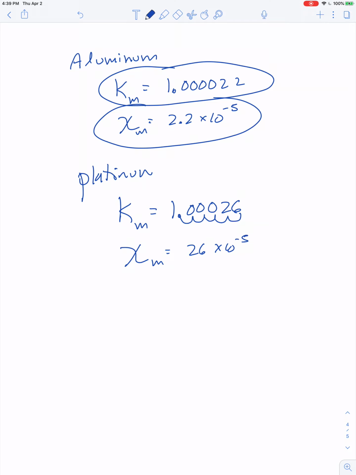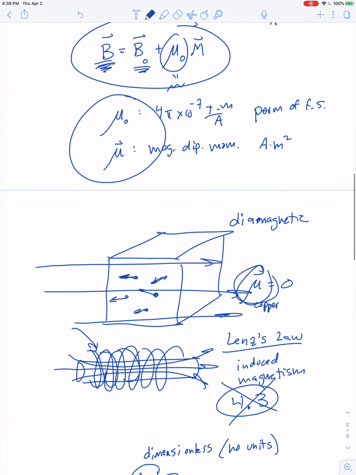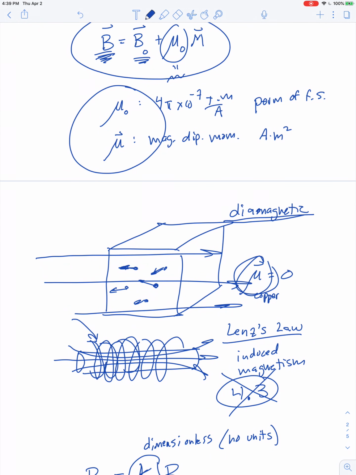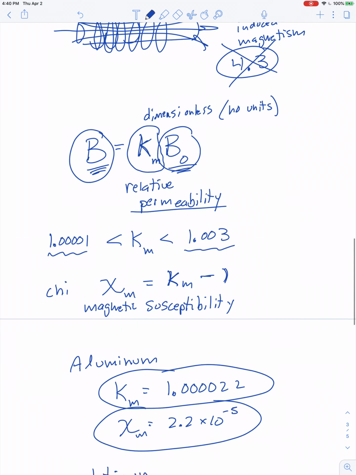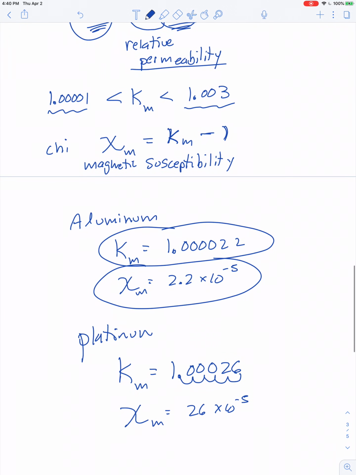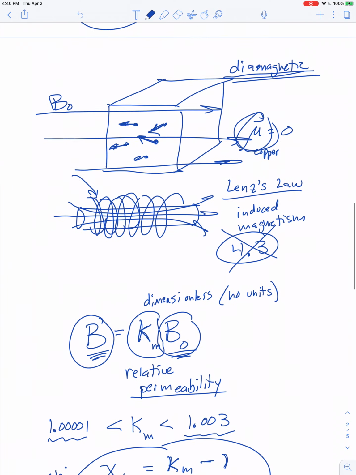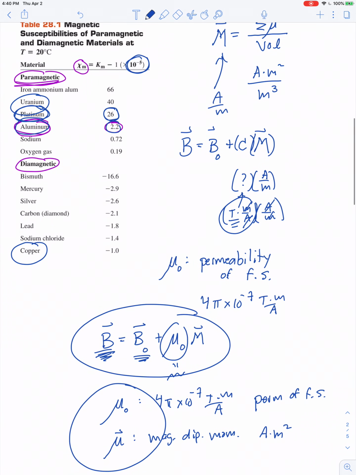All right. And because diamagnetic materials have induced magnetism that points opposite the external magnetic field, then the new magnetic field of your electromagnet is actually less than the original magnetic field, which means the relative permeability is a number that's a little bit less than 1 instead of being a little bit greater than 1, which means the magnetic susceptibilities are always negative for diamagnetic materials. And if you look at the list that I provided, sure enough, mercury and silver and carbon and lead all have negative susceptibilities.